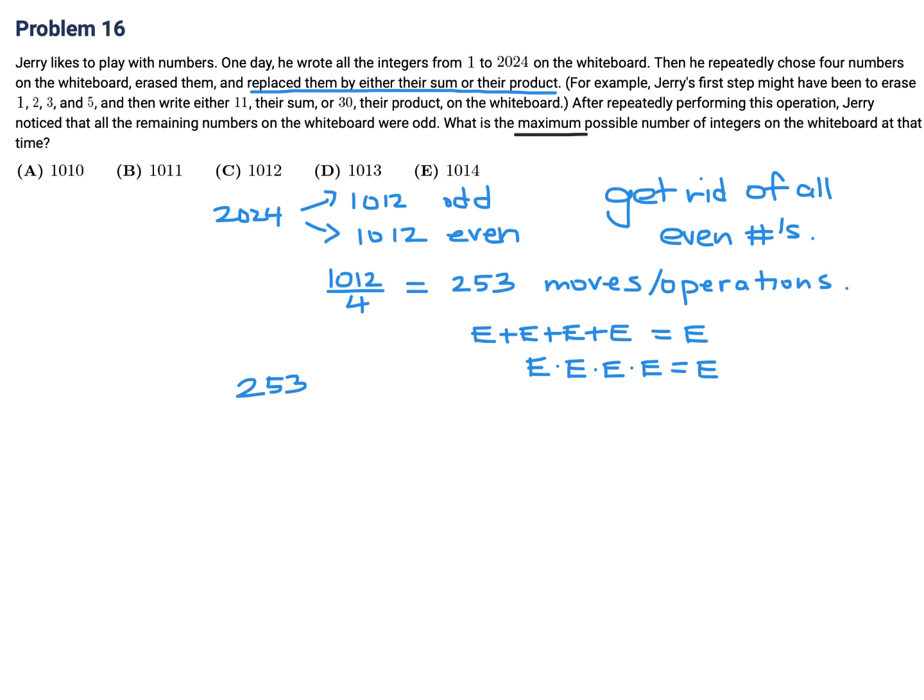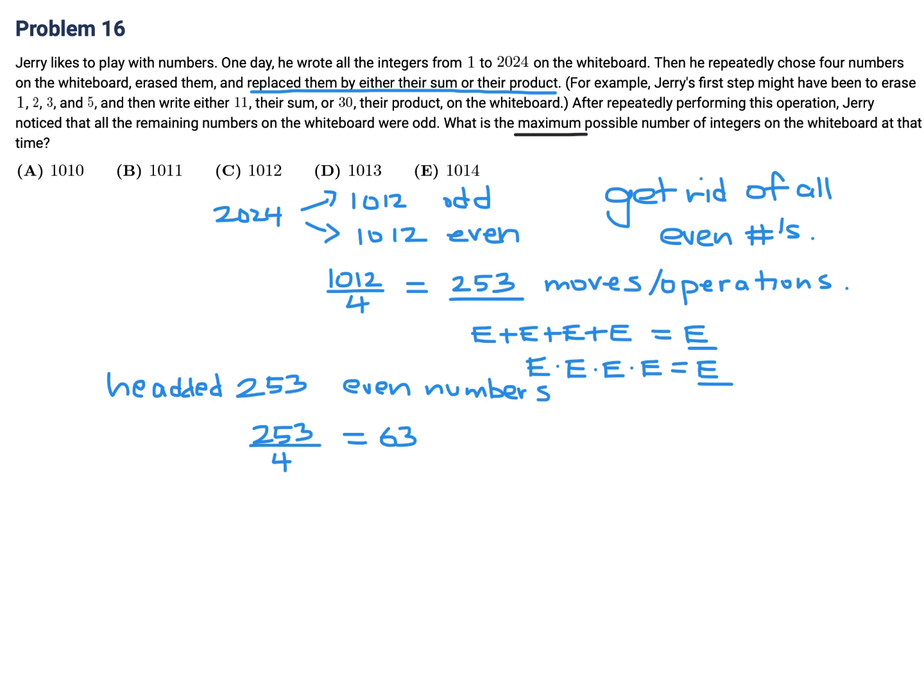The first 253 moves, he added 253 even numbers. Correct? He removed 4 at a time in each operation, and for each operation he had to add an even number, because either the product or the sum will be even. Then he does this again. He takes those 253 even numbers, and 4 at a time he removes them, and that's about 63.